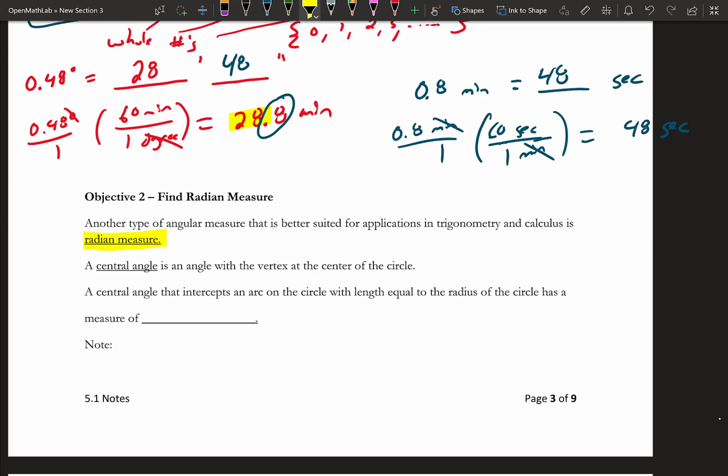A central angle, another term, is an angle with the vertex at the center of a circle. It's going to come into play when we define radian measure. A central angle that intercepts an arc on the circle with length equal to the radius of the circle has a measure of 1 radian. I'm going to draw some diagrams to help with these definitions, to put it in more perspective.